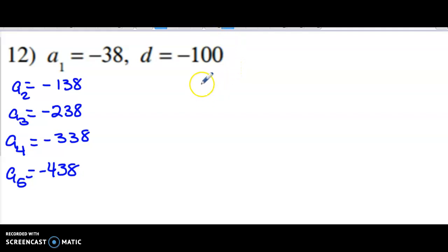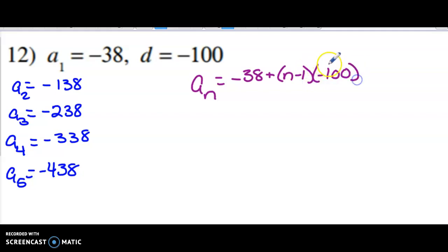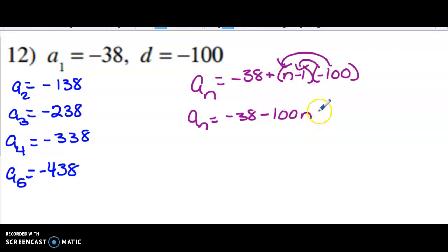So if we're looking for our A sub n, we plug in what we do know. A sub 1 is negative 38 plus n minus 1 times my negative 100. Again, use my distributive property here. So A sub n is equal to negative 38 minus 100n, and a negative times a negative gives me a positive 100. If I subtract 38 from 100, I end up with 62 minus 100n.